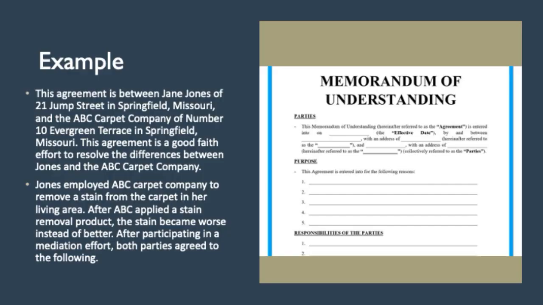So, we would head it Memorandum of Understanding, and we would place the date on it, and we would say something like, this agreement is between Jane Jones of 21 Jump Street in Springfield, Missouri, and the ABC Carpet Company of number 10 Evergreen Terrace in Springfield, Missouri. This agreement is a good faith effort to resolve the differences between Jones and the ABC Carpet Company.